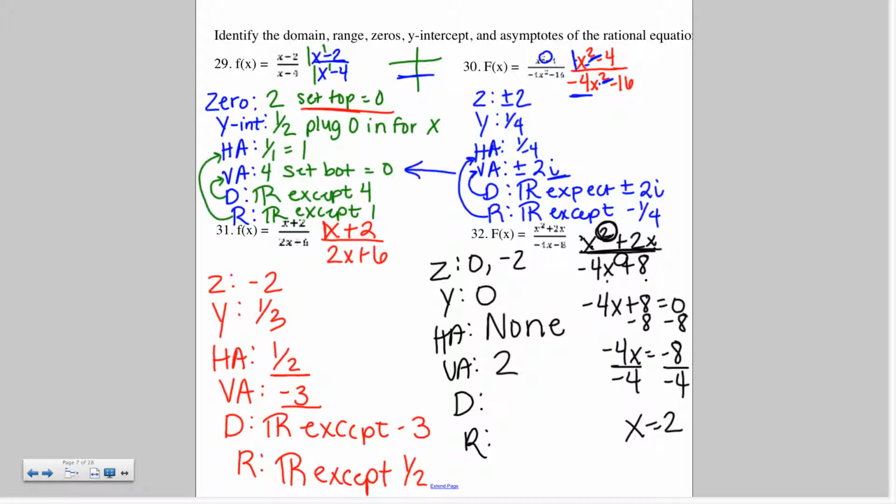All right, my domain. I'm looking at my vertical, so all real numbers except 2. And then for my range, I'm looking at my horizontal, and since I don't have one, it's all real numbers. And I'm finished with that set of problems.